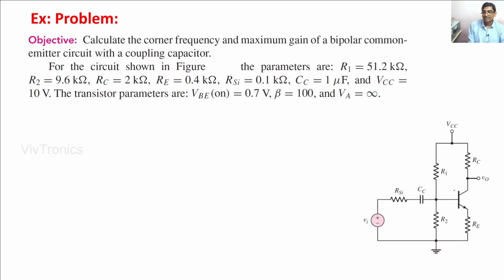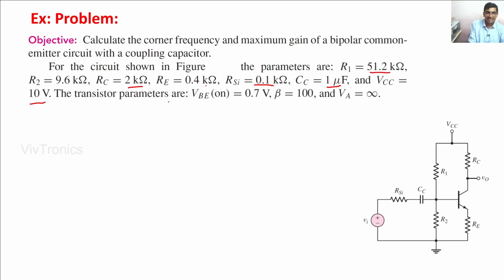Okay, so this is the circuit that they have given, and here they have given some parameters: R1 is equal to 51.2 kilo ohms, R2 is equal to 9.6 kilo ohms, RC is equal to 2 kilo ohms, RE is equal to 0.4 kilo ohms, RSI was given as 0.1 kilo ohm, the CC capacitor was given as 1 microfarad, and VCC was given as 10 volts.